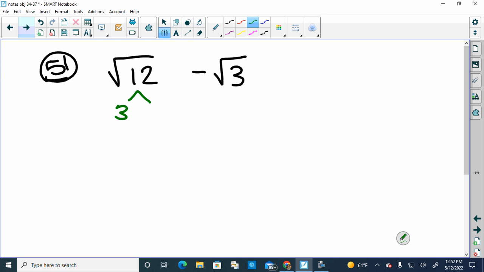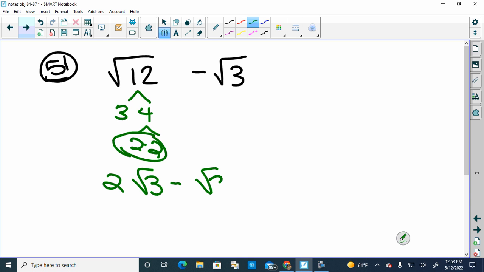So I'm going to go back to you picking the 3 and 4. This would be 2 and 2. So this becomes 2 rad 3 minus rad 3. When variables are by themselves, we say there's a what in front of it? A 1. So same thing with the radical. When there's not a number in front of it, this is really a 1.